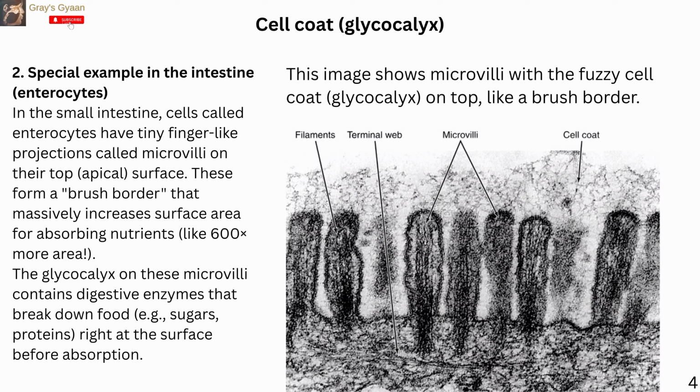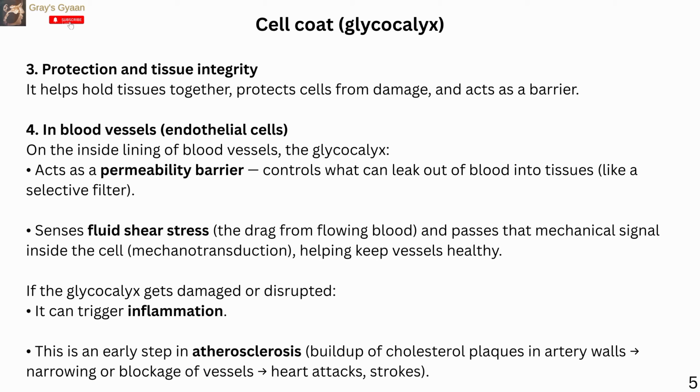Protection and tissue integrity. It helps hold tissues together, protects cells from damage, and acts as a barrier. In blood vessels, endothelial cells. On the inside lining of blood vessels, the glycocalyx acts as a permeability barrier, controls what can leak out of blood into tissues, like a selective filter.